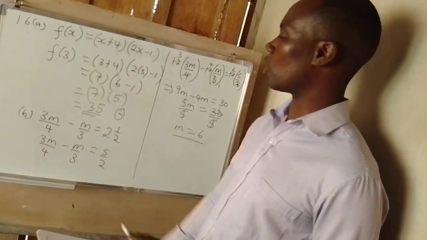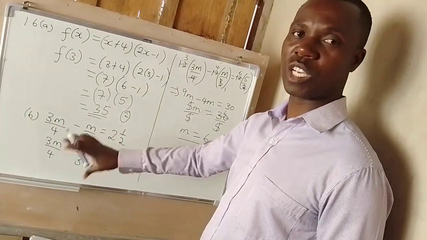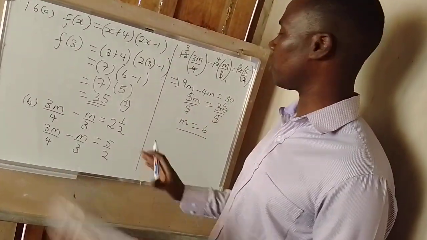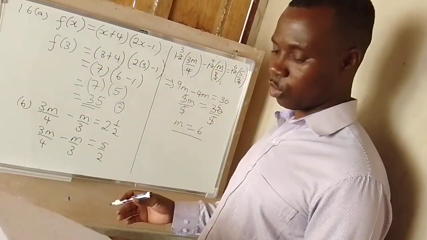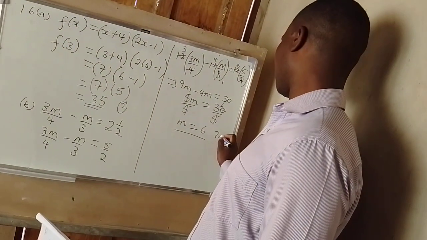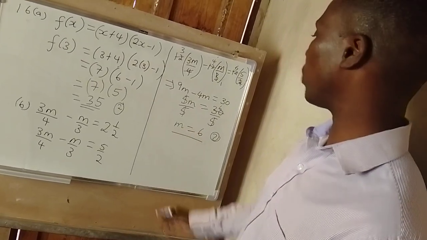Be very careful when solving fractional equations. You need to clear the fraction part first, so that you're left with a linear equation. A linear equation is very easy to simplify. This is for 2 marks. So for today, we are going to end here.